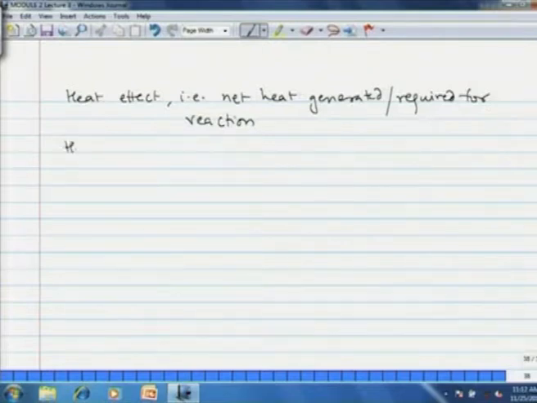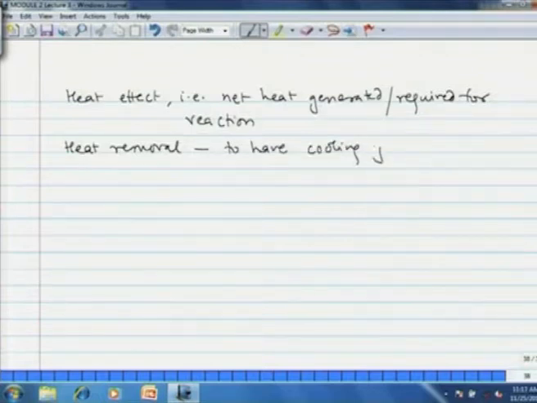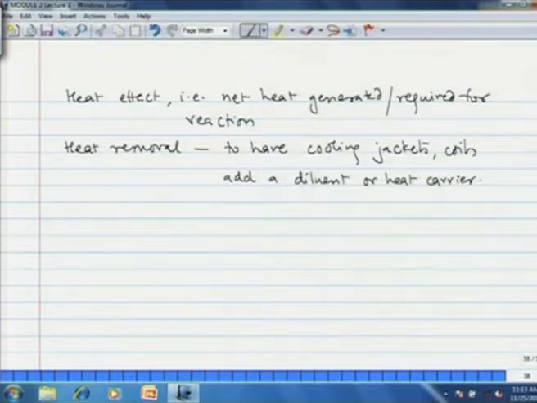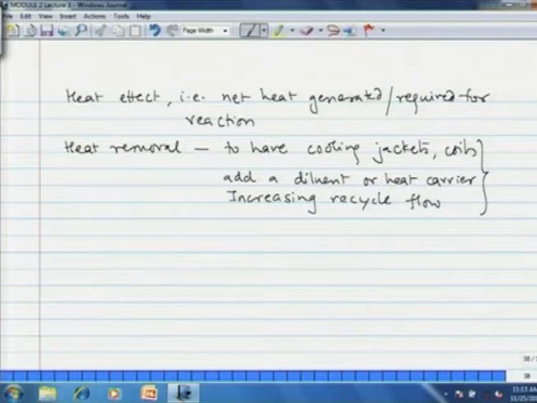Now, in case of heat removal from the reactor, we have several options, like to have cooling jackets or cooling coils, or in some cases we add a diluent or heat carrier, or we increase the recycle flow, and so forth. However, to choose between these options, we need to first know the heat generated.